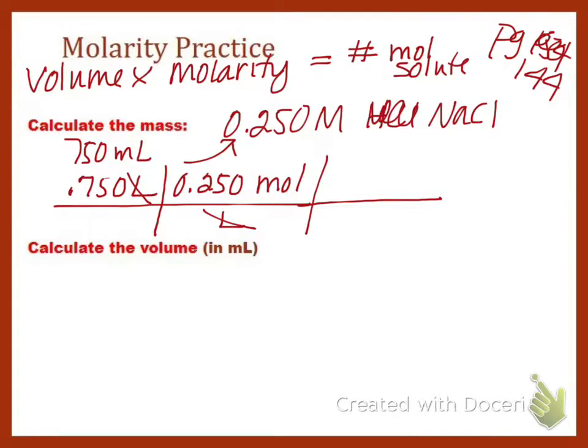How do I get moles to grams, Hayden? You said it earlier. Oh, molar mass. Molar mass, yes. So I need to multiply by the molar mass. And so the molar mass of sodium chloride is 58.44 grams per mole.